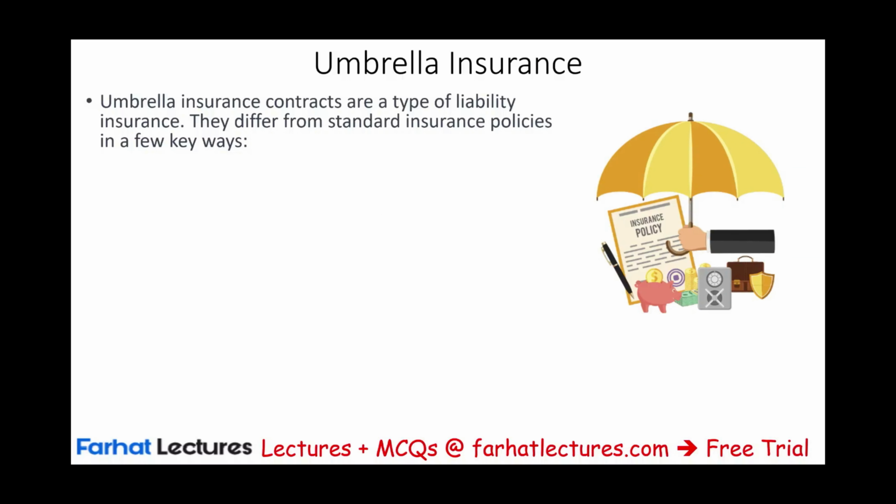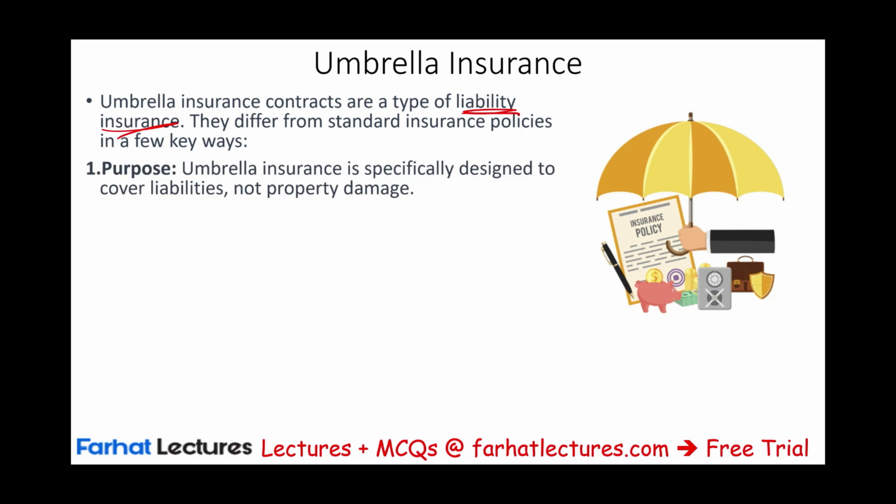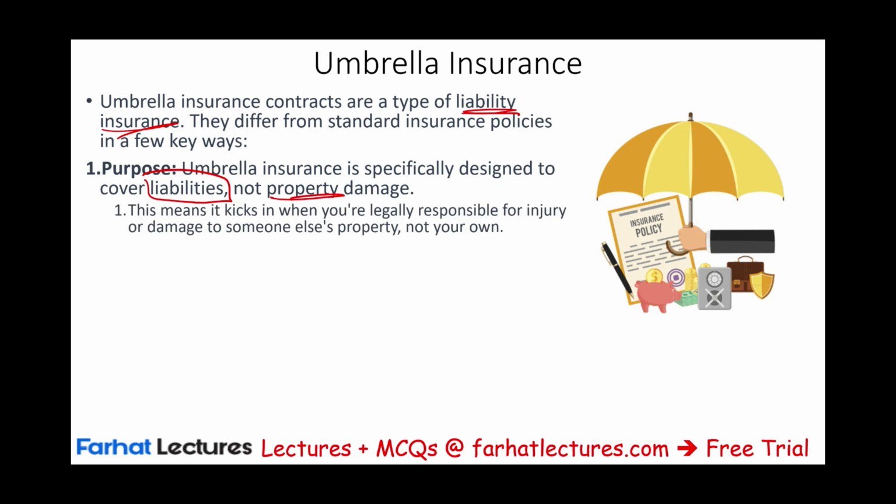Umbrella insurance contracts are a type of liability insurance. They differ from other types of insurance in a few key ways. Let's take a look at them. First, umbrella insurance is specifically designed to cover liabilities, not property damage. What does that mean? It means it kicks in when you are legally responsible for injury or damage to someone else's property, not your own.